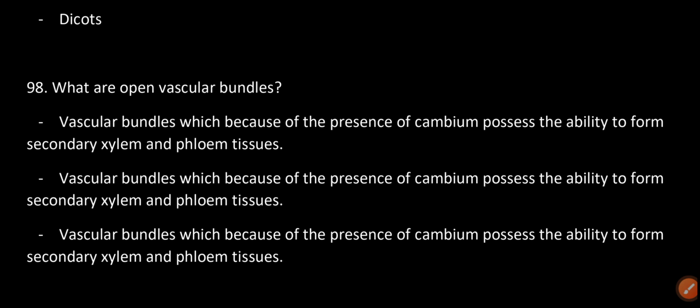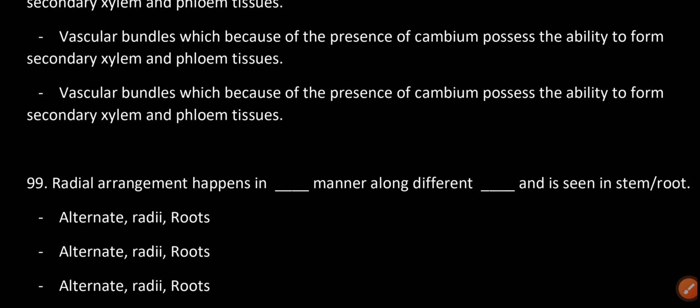What are open vascular bundles? Vascular bundles which, because of the presence of cambium, possess the ability to form secondary xylem and phloem tissues.